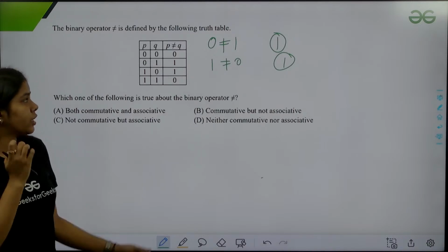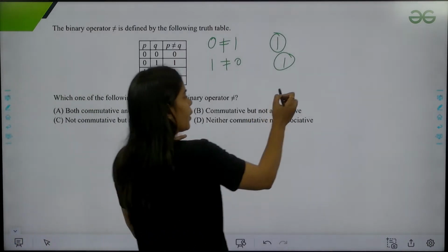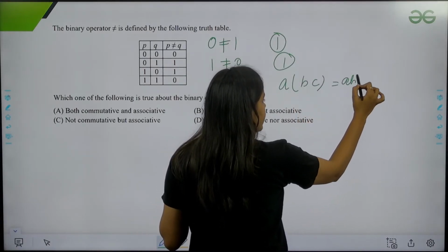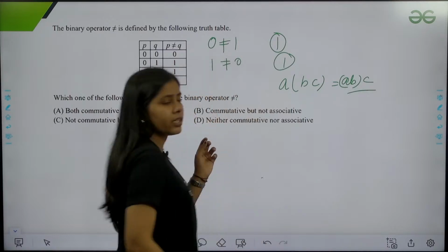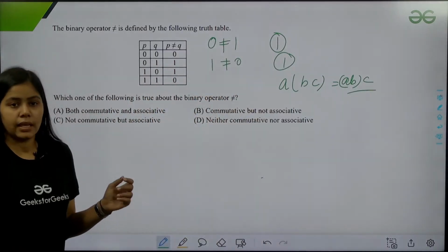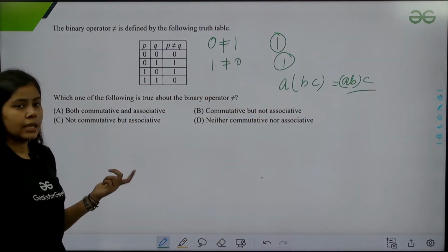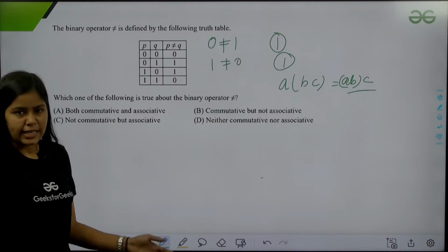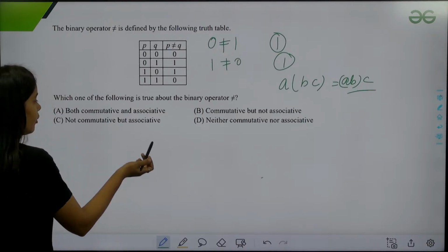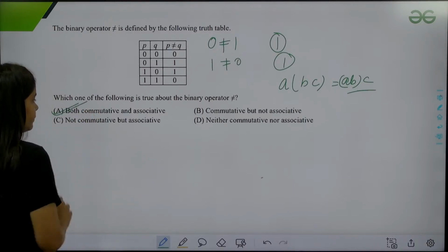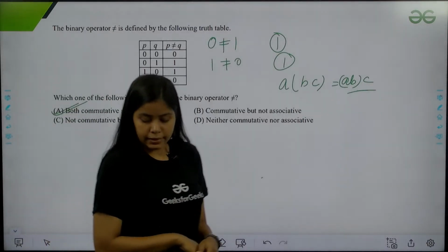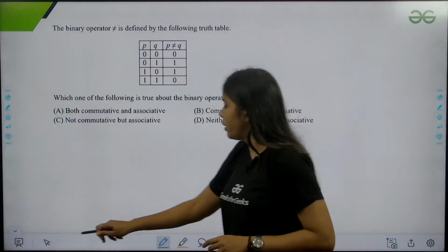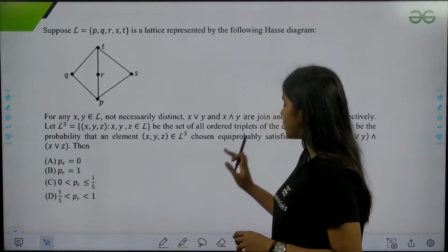Now what about associative? What is associative property? Associative property is, if I do (AB)C or A(BC), I'll get the same value, and you can check that by taking any value for A, B and C, 0 or 1, you will get that it is associative. You can try some option, you will get that both commutative and associative, right? Okay, so now we have our last question, this one.